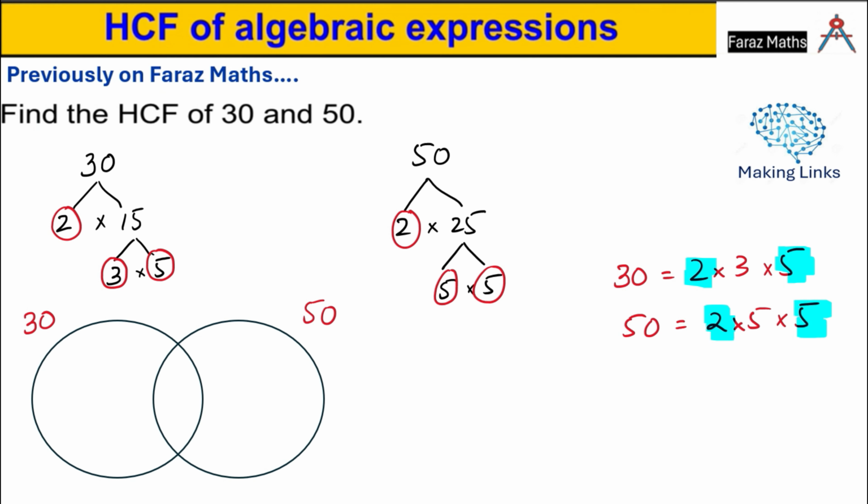So here we will write 2 and 5. Now 30 has 3 there, so we can write 3 there, and 50 has 5 there, so we can write 5 there. And now multiply these two numbers, 2 and 5, you will get the HCF. 2 times 5 is 10.